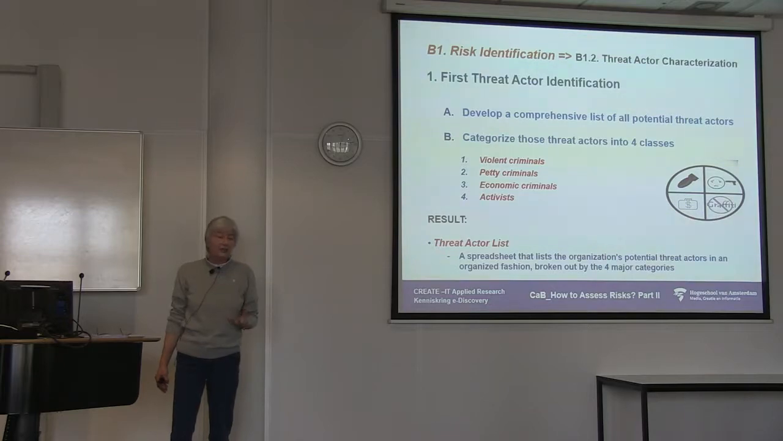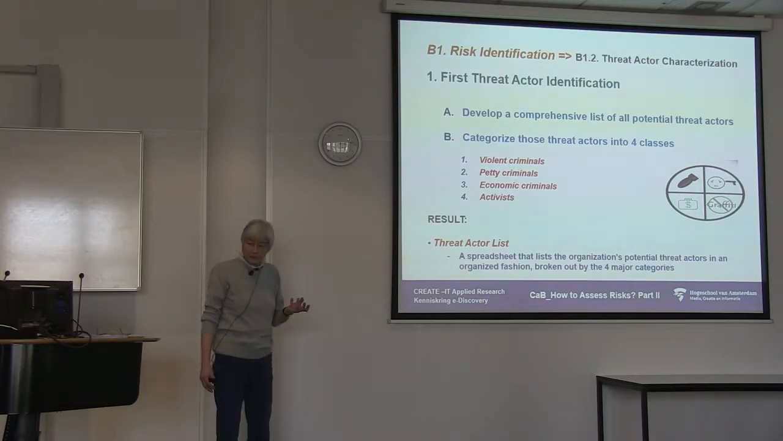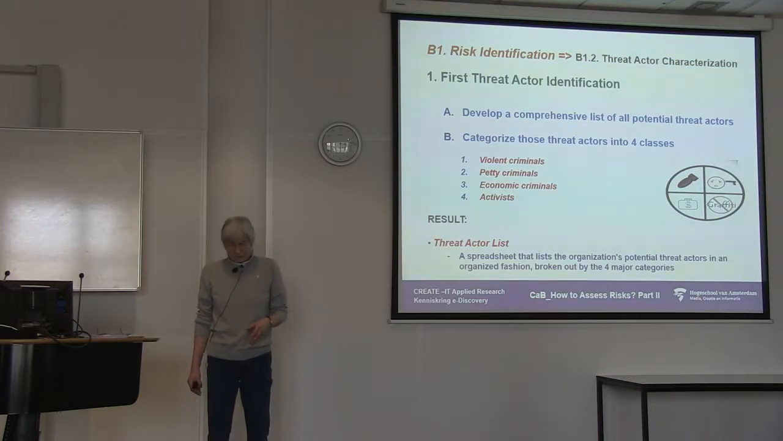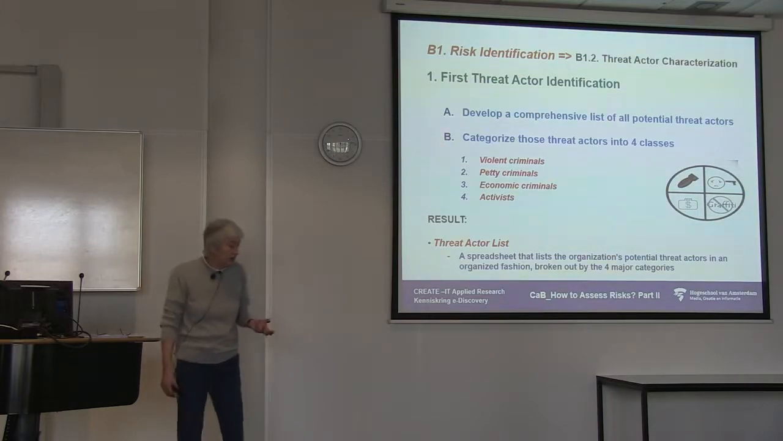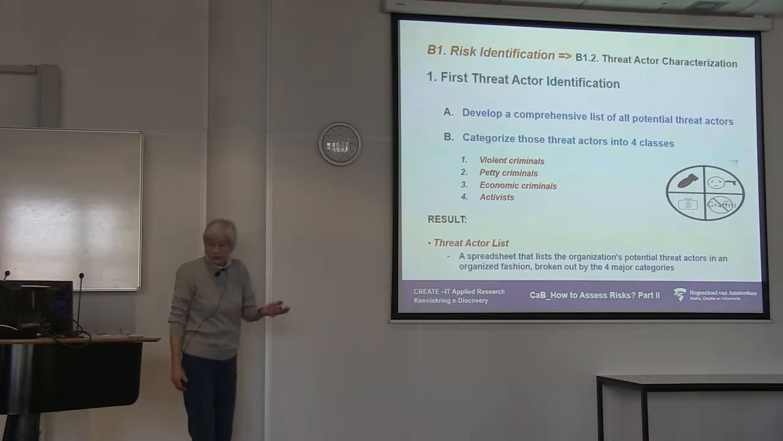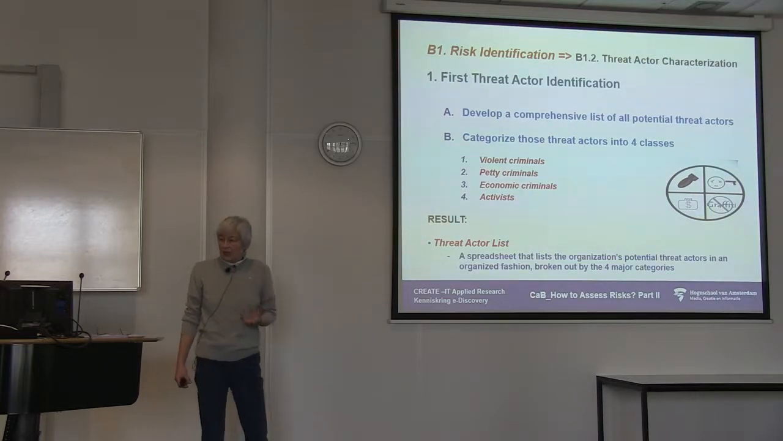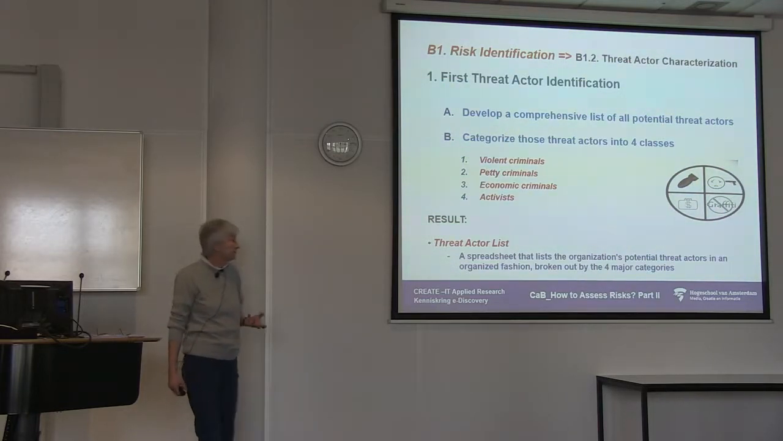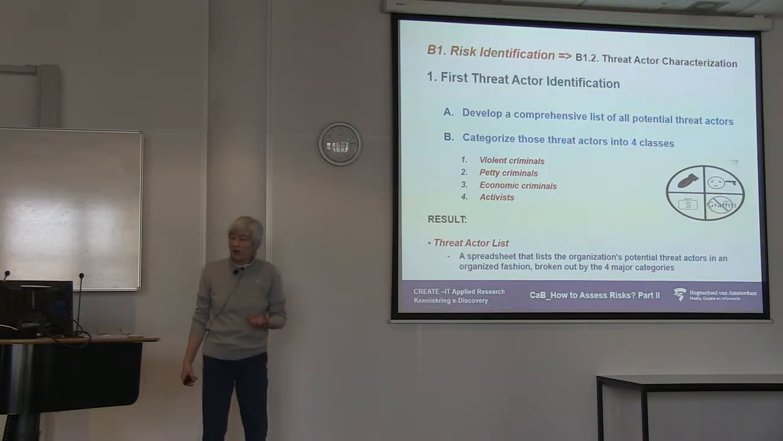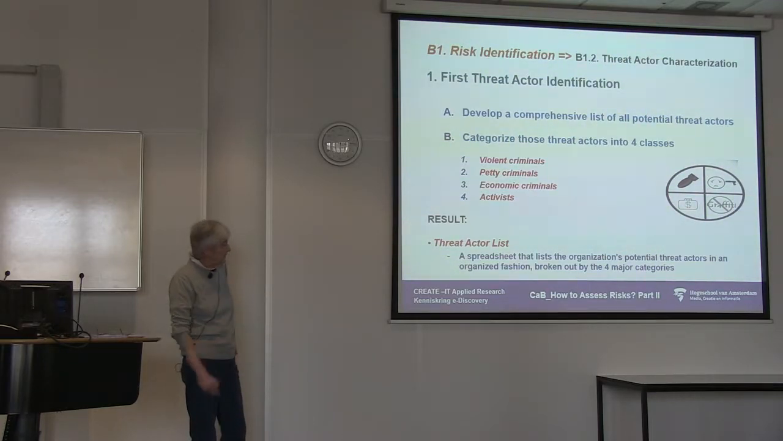We are going to look into the violent criminals, an individual or a group that uses violence to get what they want. We're going to look into the category of petty criminals, what we call in Dutch kleinschalige criminaliteit. This is the small acts of people, for example, burglary is one example of what petty criminals do. Economic criminals. These are criminals that want to get gain in terms of value, money. And then we have a broad group that we call activists. These are the four classes, and you see pictures at the right-hand side of the slide.